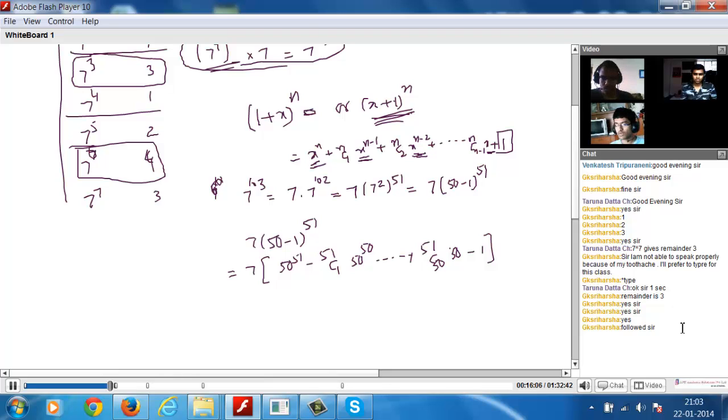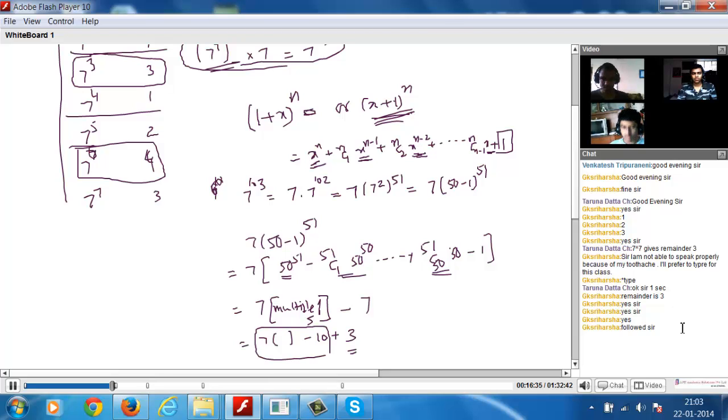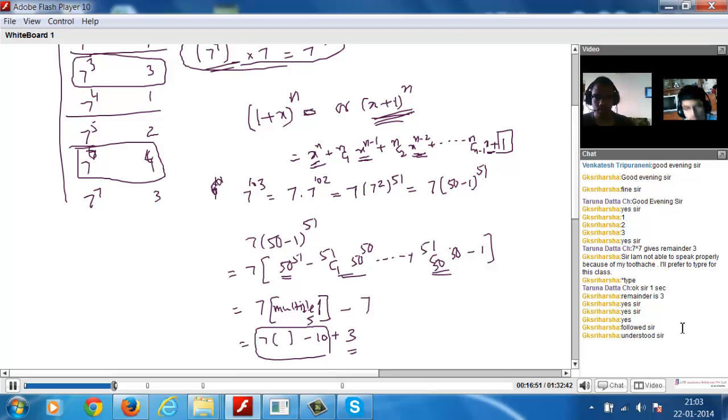51c50 into 50 power 1 minus 1. So according to this, 7 into a multiple of 5, because each number is divisible by 5 except this last term. So I can still write this as 7 into a multiple of 5 minus 10 plus 3. So again this will become a multiple of 5 and then plus 3. So a multiple of 5 plus 3, that is, it leaves remainder 3.